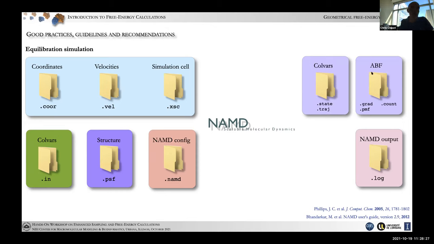Now, if you want to do an adaptive biasing force calculation, on top of that, you'll have a gradient file that contains the gradients for the collective variables, and a PMF file that contains the potential of mean force, so the free energy profile along the collective variable, plus a count file, which you can see as your probability distribution, the number of samples for the different values of the collective variable, which you have to look at to assess whether your probability is uniform or not.